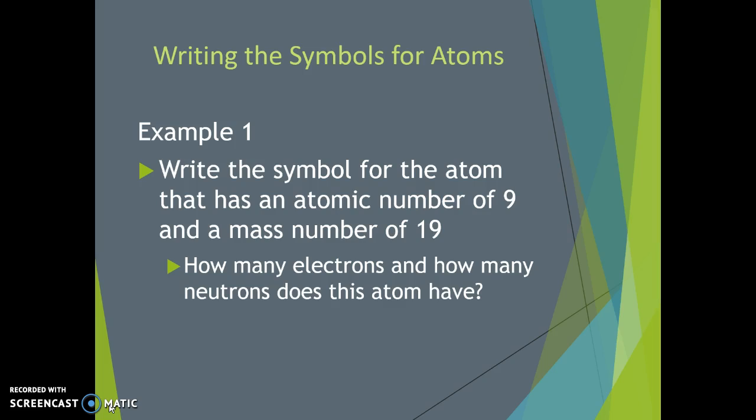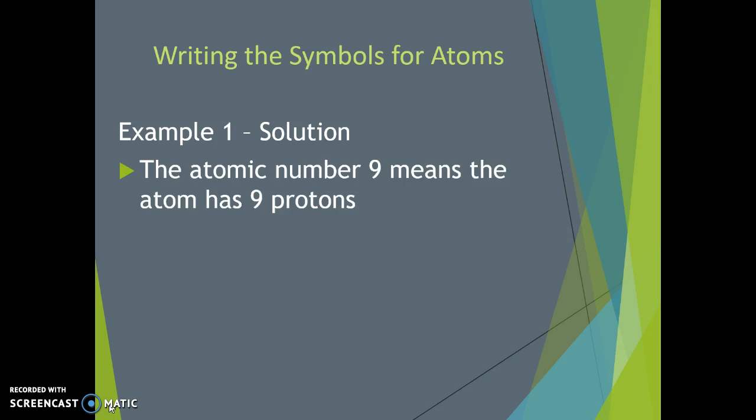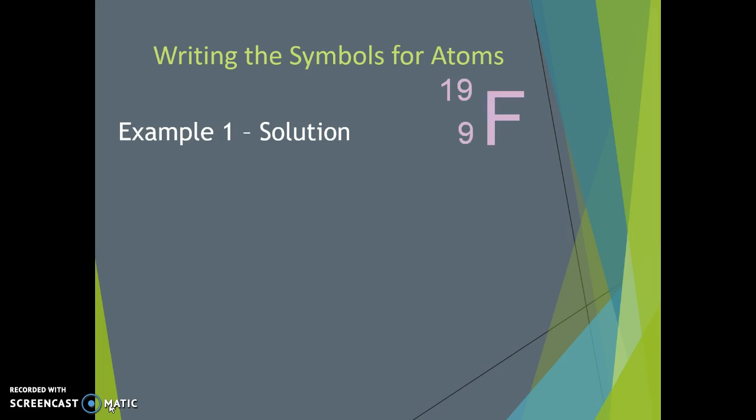Then we must figure out how many electrons and neutrons the atom has. Well, since the atomic number is 9, that means that it contains 9 protons, and if you look at your periodic table, fluorine is the element with the atomic number of 9. So we can represent fluorine in that same format with the mass number of 19 in the upper left and the atomic number in the lower left-hand corner.